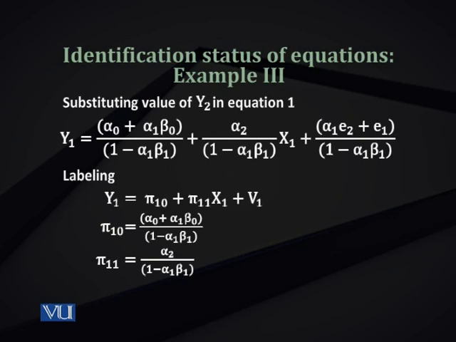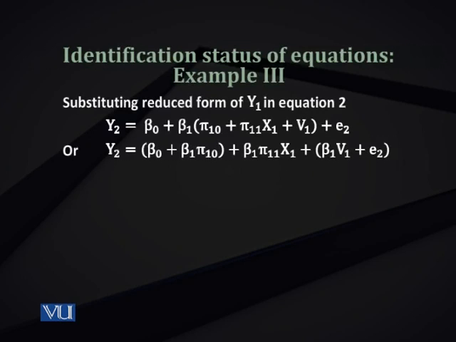To get the second one, we will substitute the first equation into the second equation. As you look into the next slide, if we substitute the reduced form of y1 in the second equation and solve and manipulate, we get an expression for y2 that doesn't contain y1. We bring all y2 on the left hand side and we have beta naught plus beta 1 pi 1 naught. Both these terms have no variable, so we combine them. Then we have beta 1 pi 1 1 into x1. So x1 has a coefficient beta 1 pi 1 1. We will label this coefficient beta 1 pi 1 1 as pi 2 1.